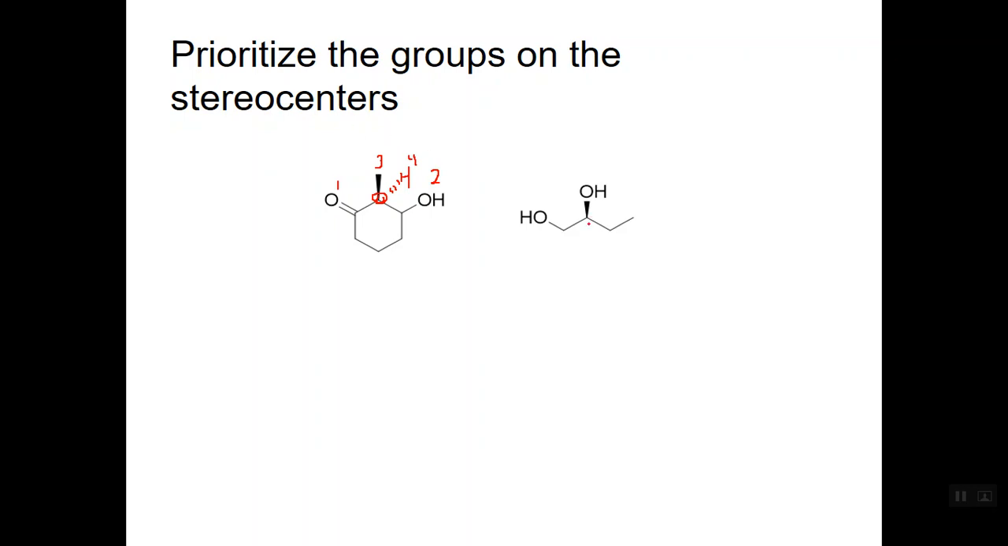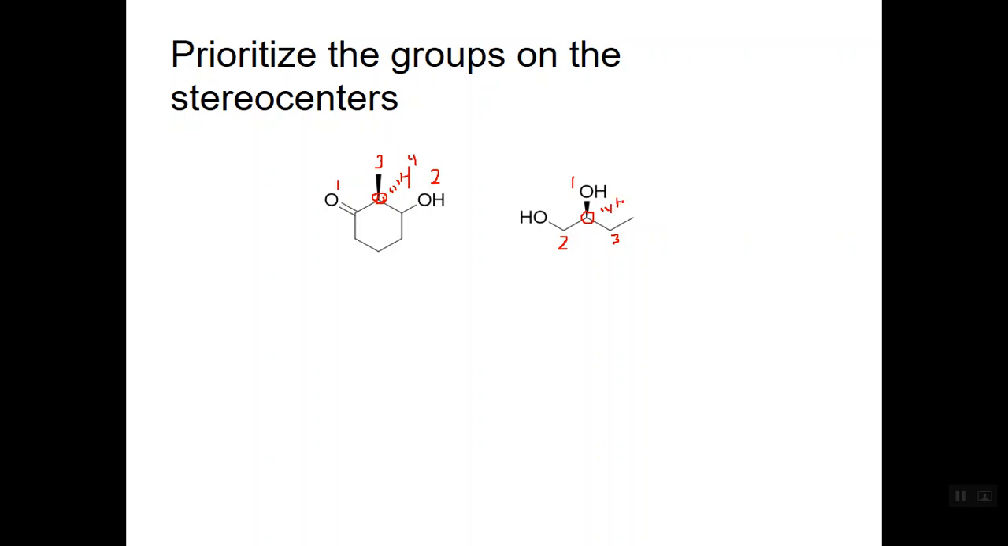Similarly, on the example to the right, we have our stereocenter right here. Highest priority goes to the OH group, then the CH2OH, because oxygen is higher priority than carbon. And then we have our ethyl group. And again, we have an H going to the back.